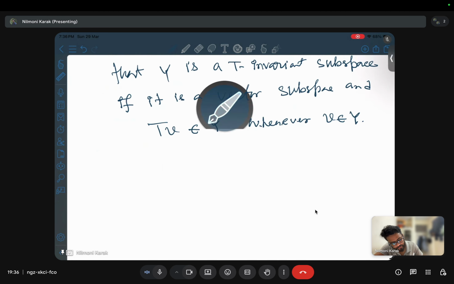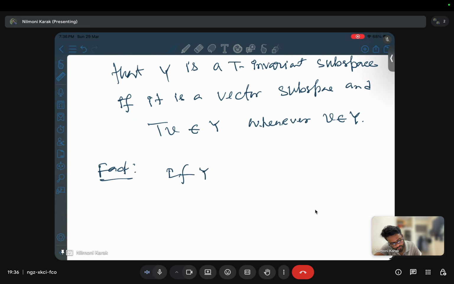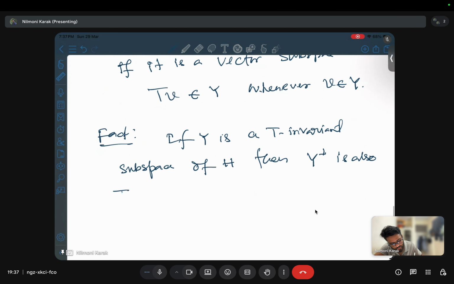So an interesting fact is that if Y is a T-invariant subspace of H, then Y perp is also T-invariant.